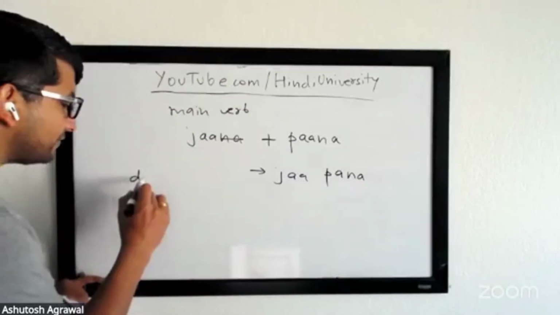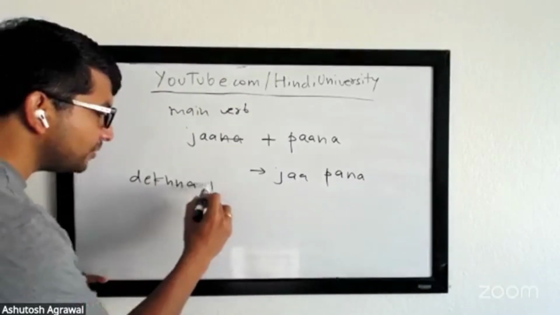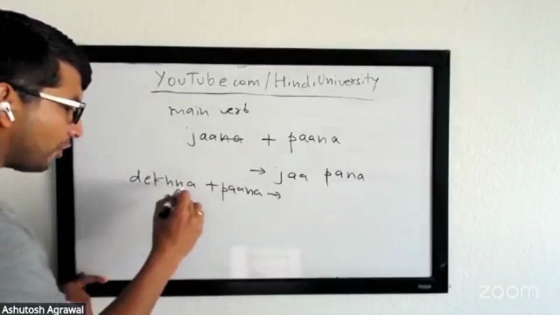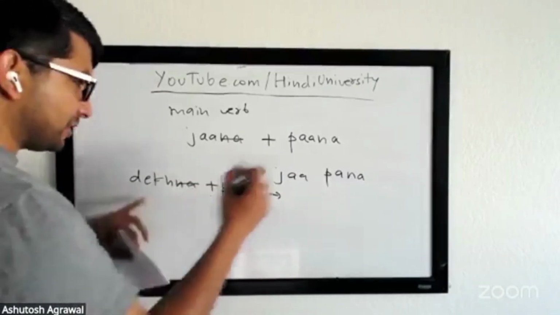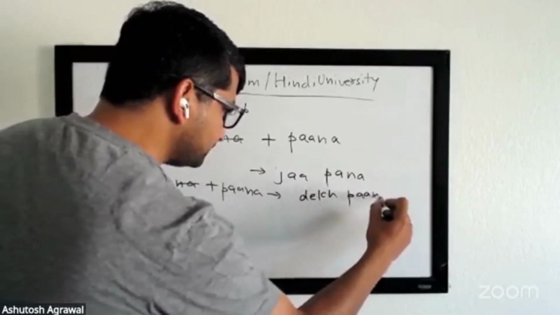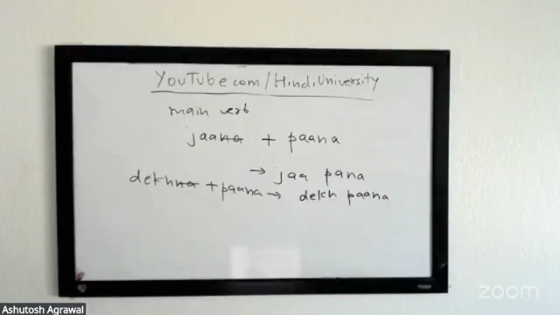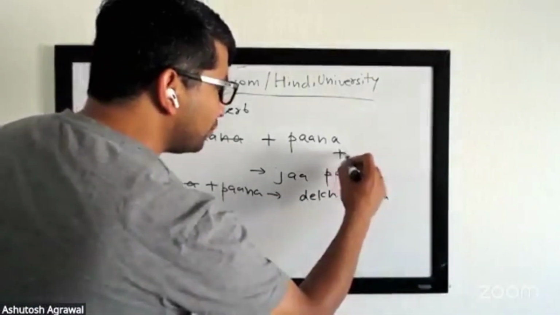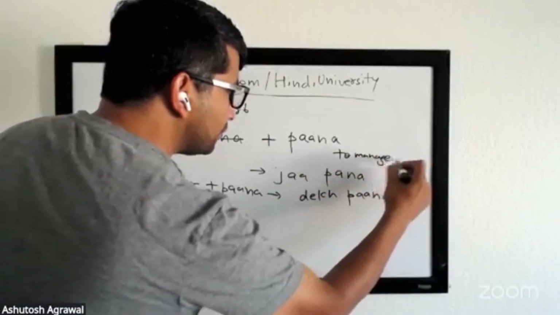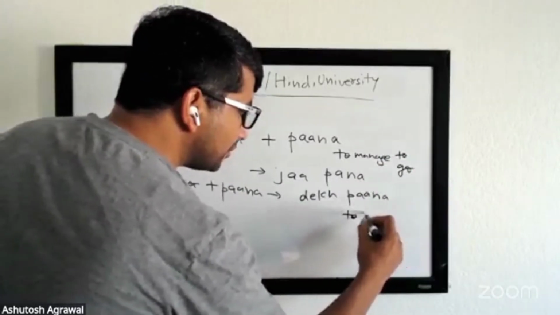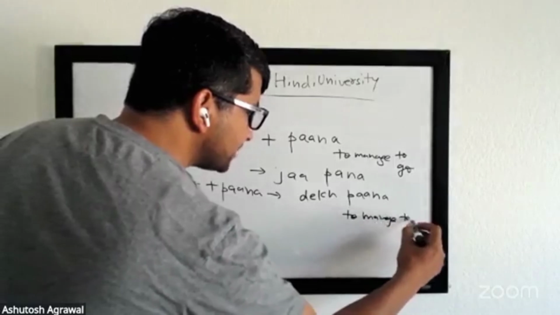Okay, you have dekhna, you use it with Paana. Dekhna is to watch or to see. Just like this, it becomes dekh Paana. Okay, dekh Paana. Okay, to manage to, so this is to manage to go, or to be able to go, or to manage to see.